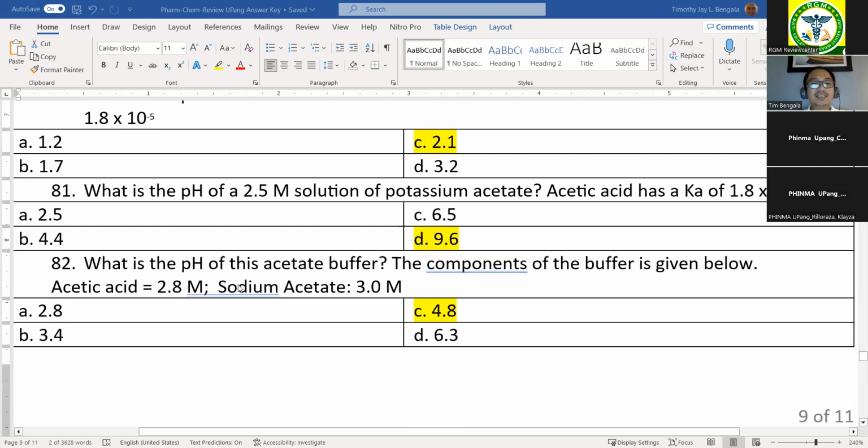Okay? Next, what is the pH of the acetate buffer? The components of the buffer are given below. I purposely did not give the Ka, because, like I said, Ka is a constant. So you should have used the Ka for this. The Ka is 1.8 times 10 to the negative 5, because that is also acetic acid.